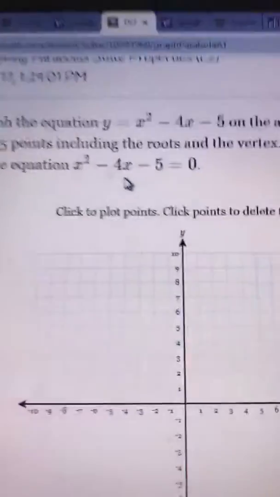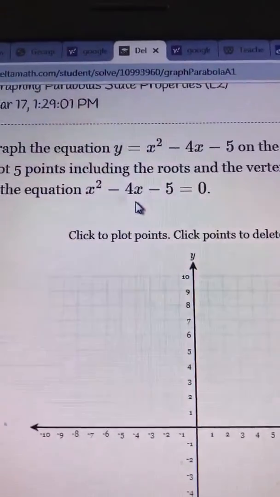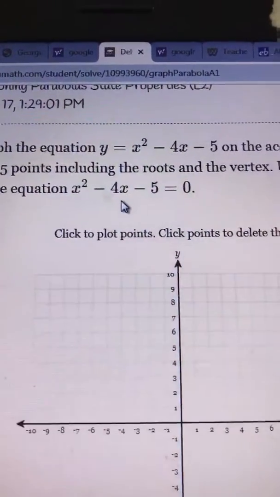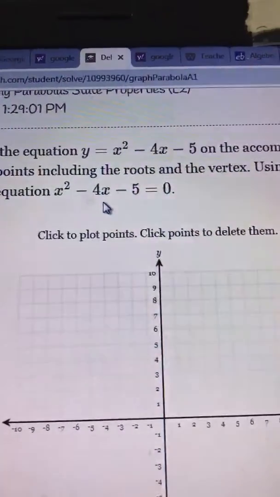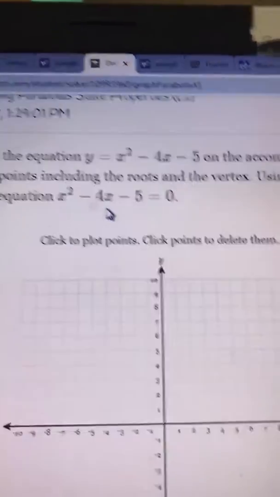I'm ready to start with the Delta Math assignment assigned. Many of you have emailed me and texted me through the group chat about today's lesson. Let's talk about it. Let's look at the first question.